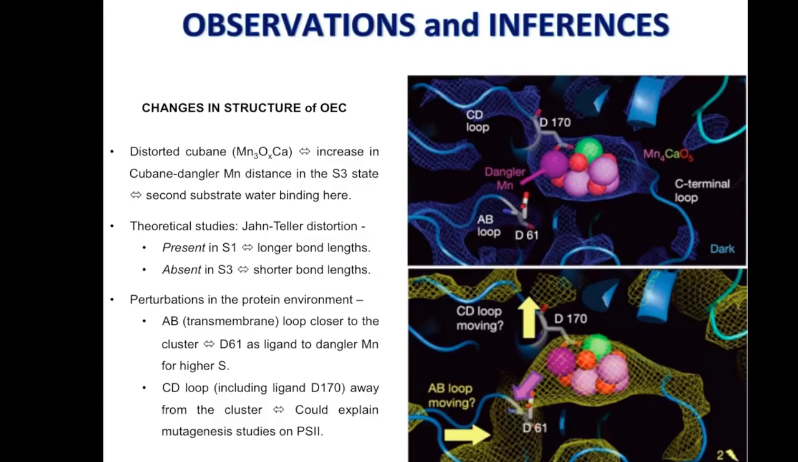And what is interesting is that we also don't see any change due to the movement of the CD loop away from the oxygen evolving cluster. So, for example, this could be a first order confirmation of the mutagenesis studies that were done earlier on the PS2 systems using FTIR spectroscopy.